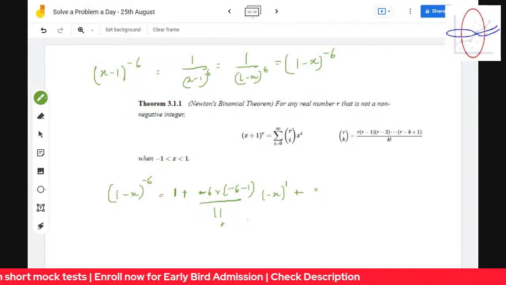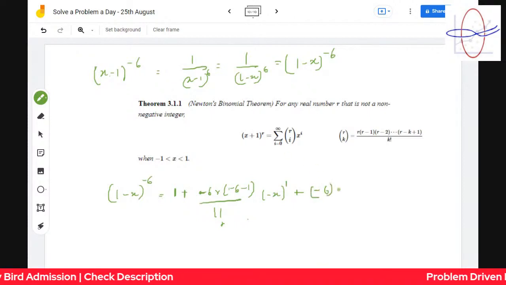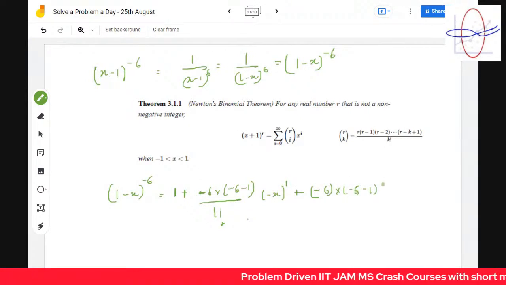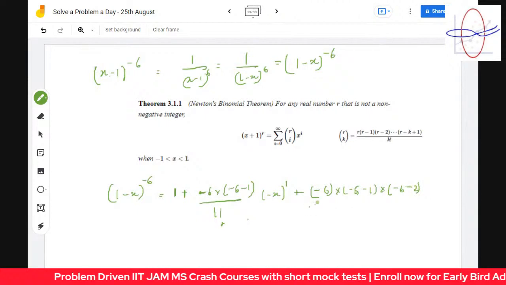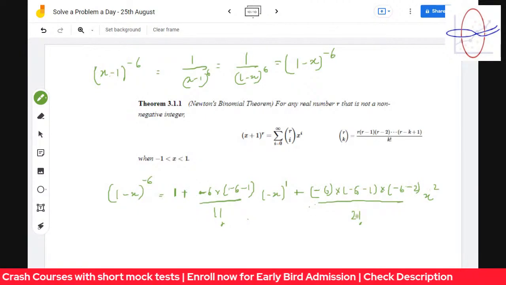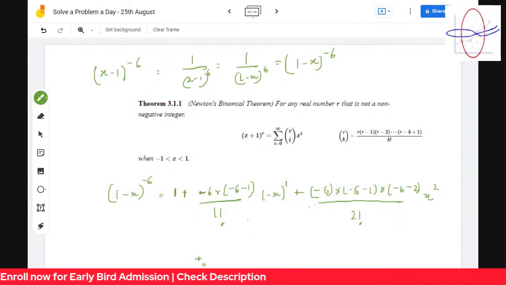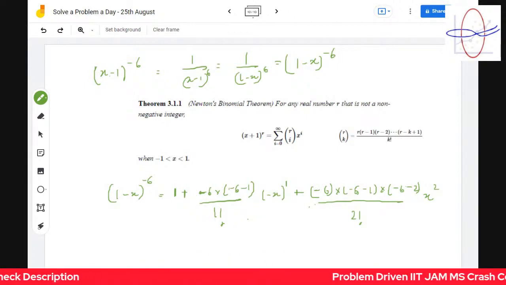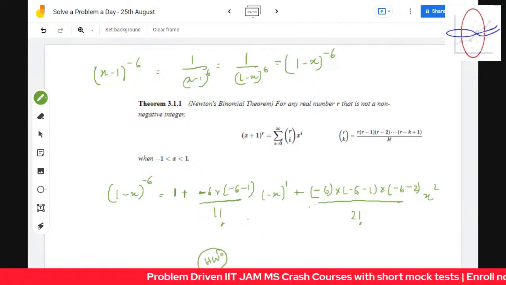plus minus 6 into minus 6 minus 1 into minus 6 minus 2 by 2 factorial into minus x whole to the power 2, which is x to the power 2. Similarly, you can write it down and you will get the following. You can add this up. This is the homework for you. Complete this up. You can write like this.